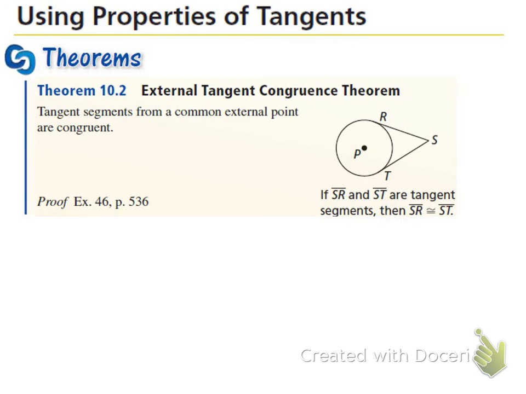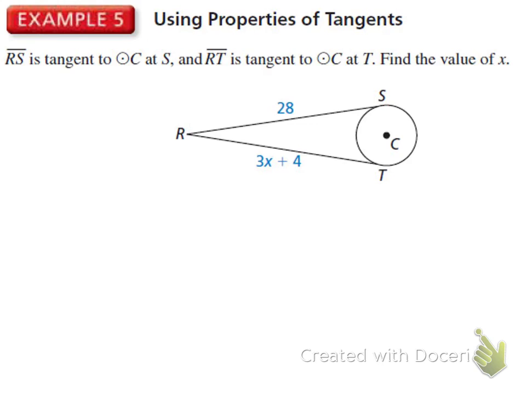This one's super simple. If you have two tangents that have the same external point, then the tangents are congruent. So RS and TS, they intersect at S. They are both congruent to each other. So if the length of RS was 5, the length of TS would be 5. So that's what we use.